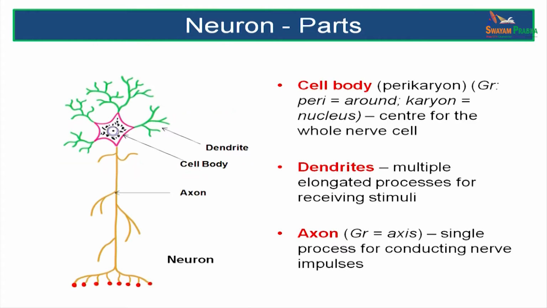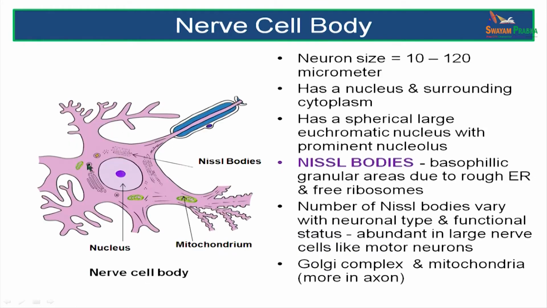Let's look at the structure and parts of the neuron. The neuron is made up of a cell body. The cell body has short branching processes like a tree, which are called the dendrites. There is a long slender process which is called the axon, and the axon ends in terminal boutons. If you look at the close-up of the nerve cell body, it has a nucleus in the center and you can see the dendrites here.